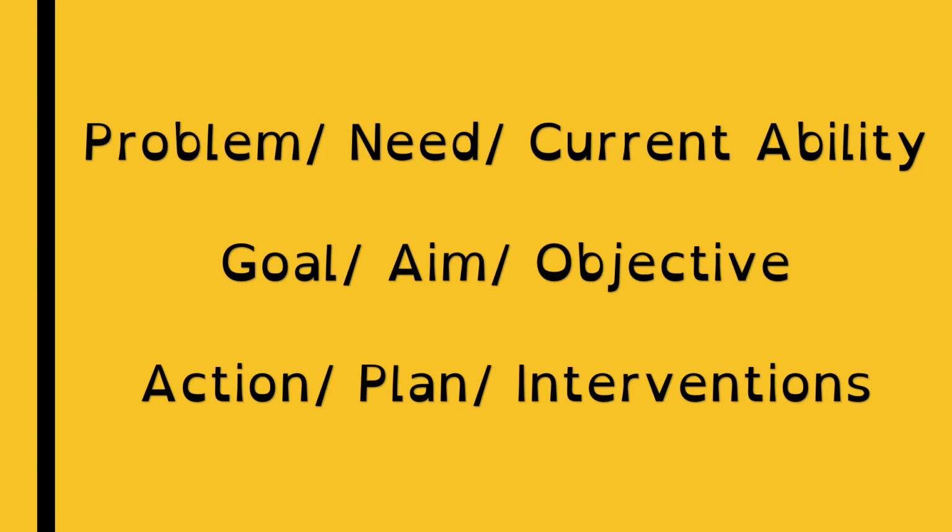Depending on the context of the care plan, you may use some terms interchangeably. For example, instead of identifying a problem, it may be that the patient needs some help. Or, if you work in rehabilitation, it would be more useful to establish a patient's current ability in the area of concern. The terms goal, aim and objective are also commonly used interchangeably, as is action, plan and interventions. But they mean the same thing.